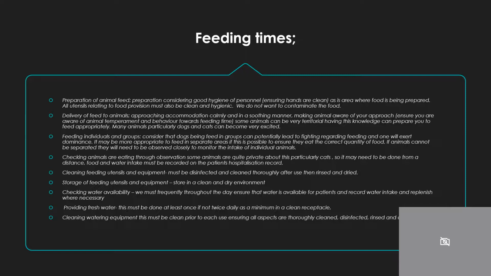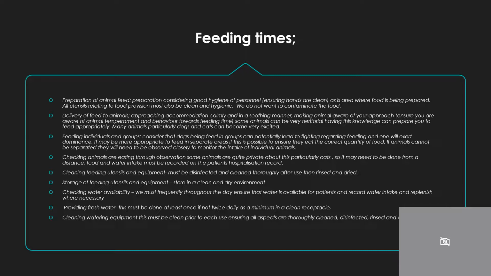Checking that animals are eating through observation is really important. Some animals, however, are quite private about this, and cats particularly are a species that are private, so it might need to be done from a distance. Sometimes they won't eat when we are around. They will come back to it when a room is empty or at certain times of the day. Food and water intake must be recorded on the patient's hospitalisation record. And again, that's so important in relation to having weighed out food and water intake where that applies, so that we know actually how much they've taken on board.